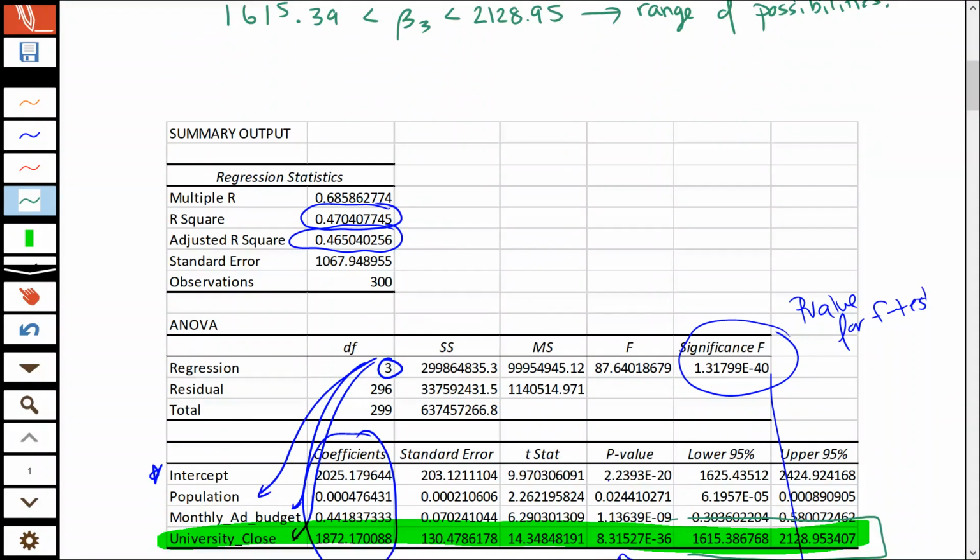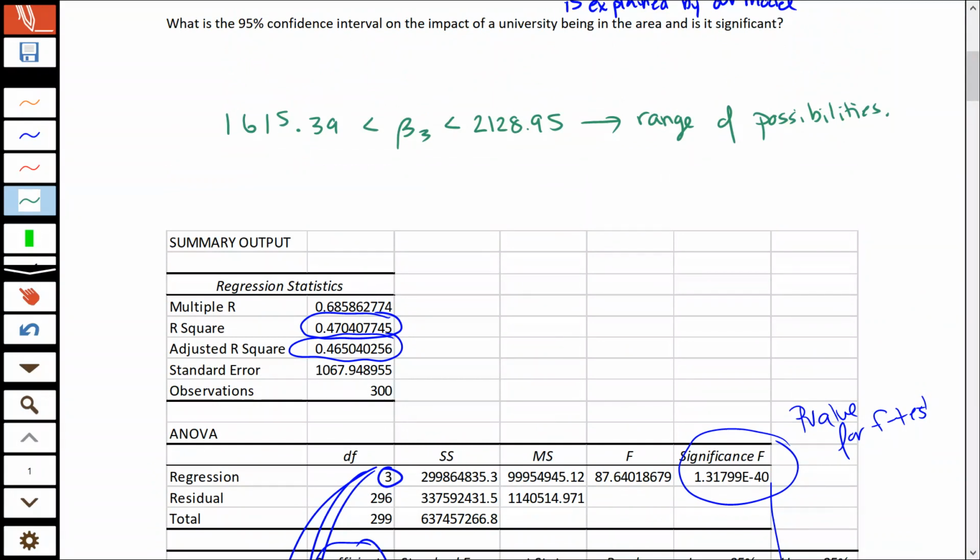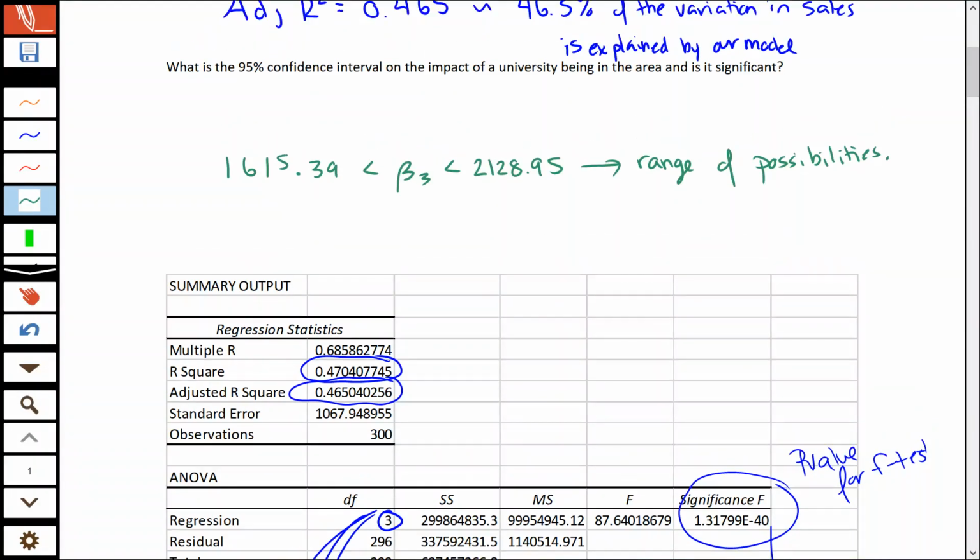Sure, our model has come out and said that they think that the impact is 1872. If a university is close, sales are going to go up by about $1,800 there. But really, that's not for sure. It's an estimate, and there's always some uncertainty around estimates. And so when we get these confidence intervals, they're almost like ranges of those possibilities. And so it asks us, and is it significant?